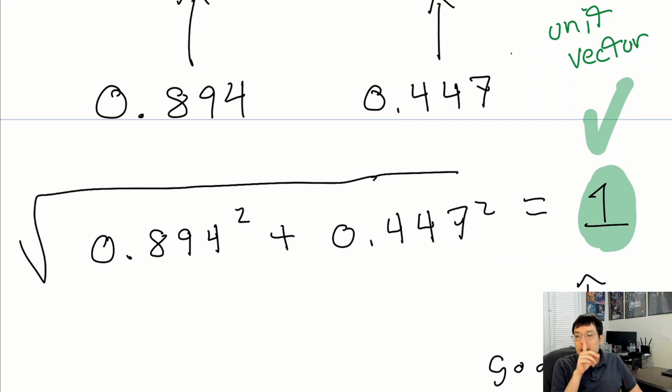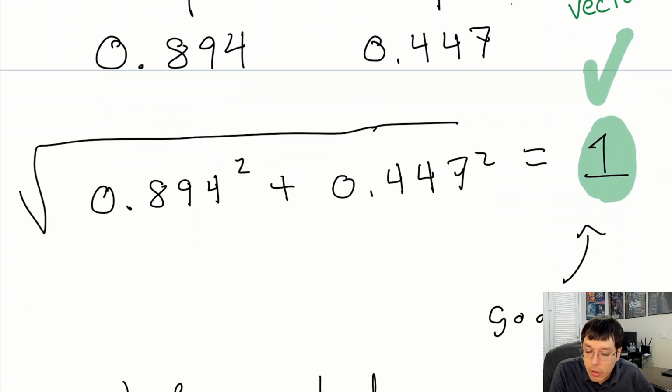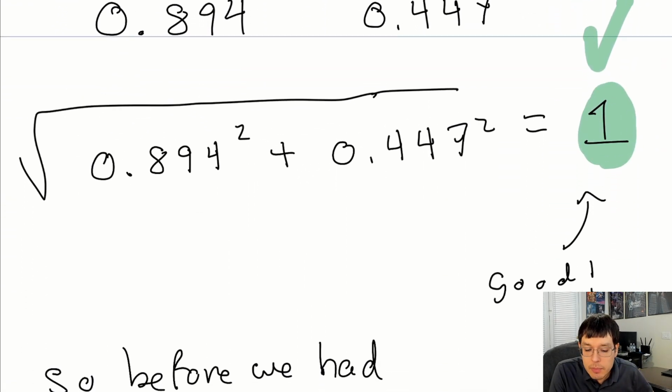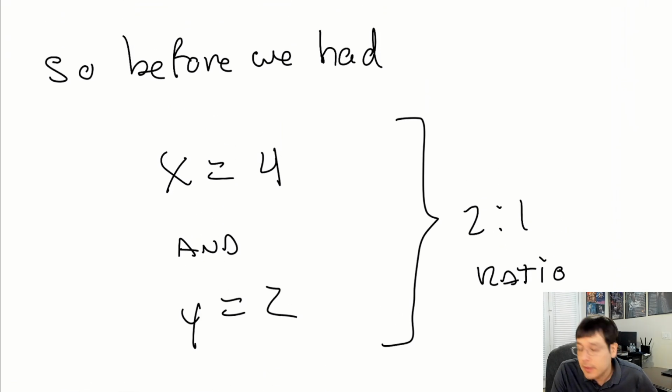Also, I want to point something out: the ratio between X and Y. Right now it's 4 to 2, right? So basically a 2 to 1 ratio that we have here. That will also remain here. You can see that 0.89 and 0.44, that's actually exactly twice the amount. So that ratio is still there, okay? And that's what I point out here.